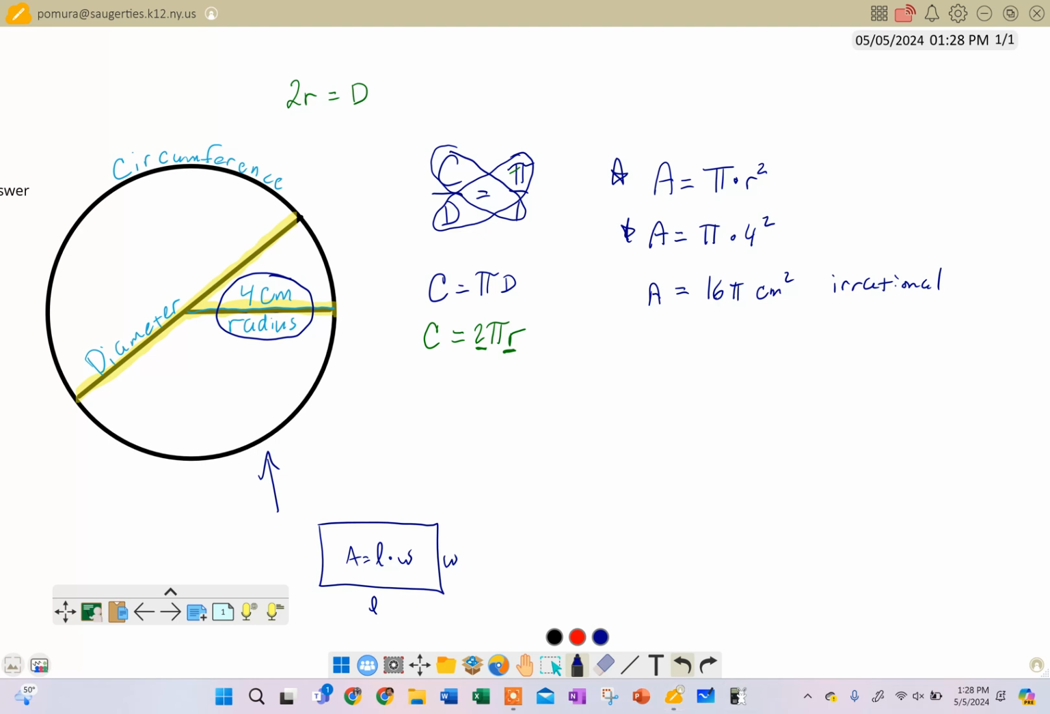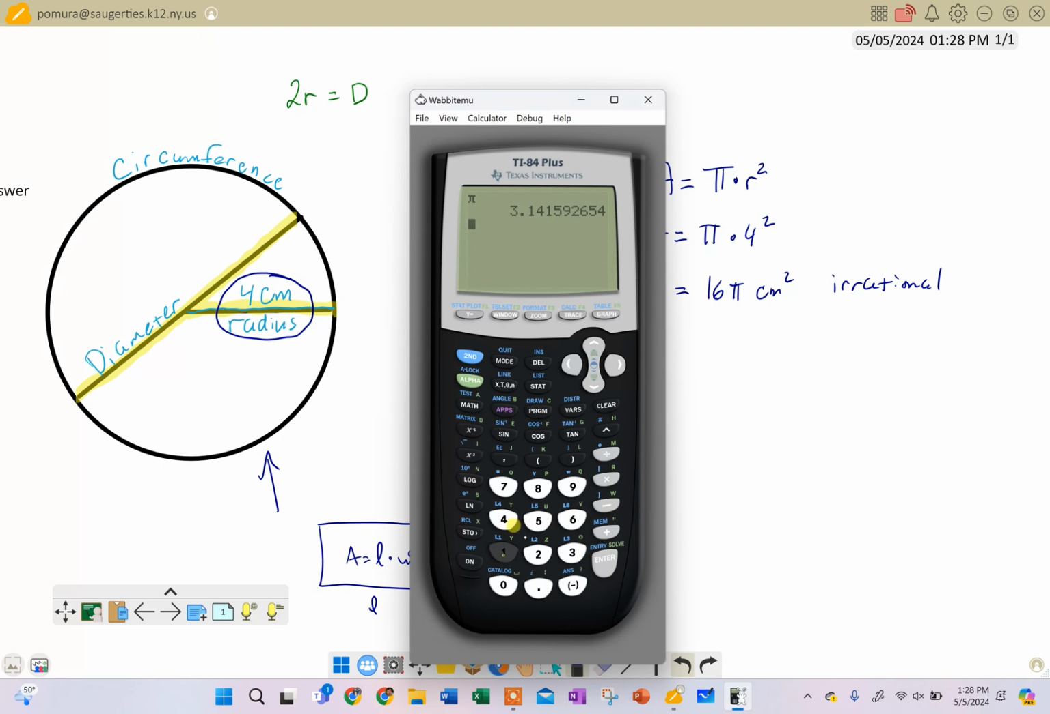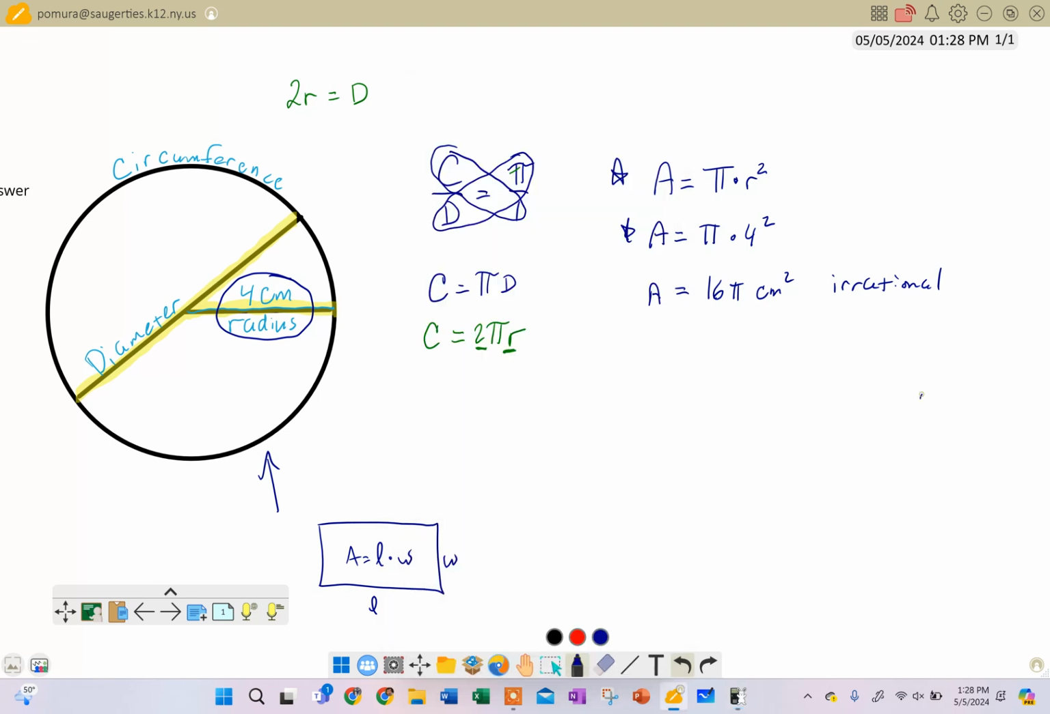However, that doesn't really make a whole lot of sense to people. So what I had to do is I had to type in 16 pi on my calculator. And I get 50.265. So I'll round to the nearest hundredth, so we'll say 50.27. So the area is approximately 50.27 centimeters squared, and that's a 7.